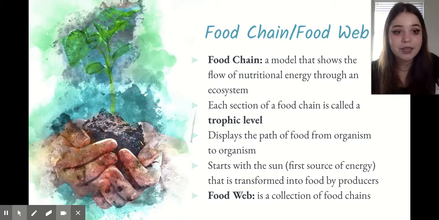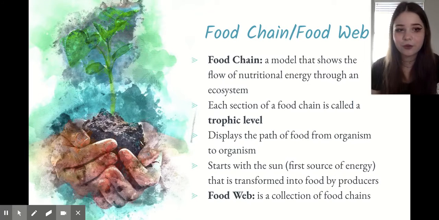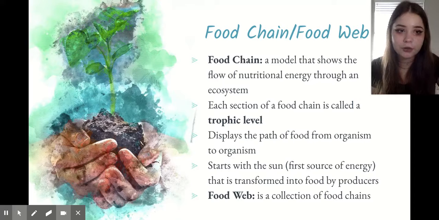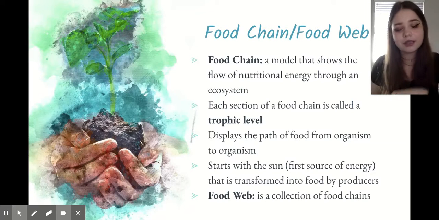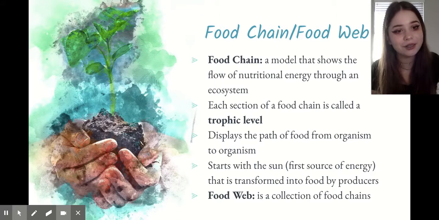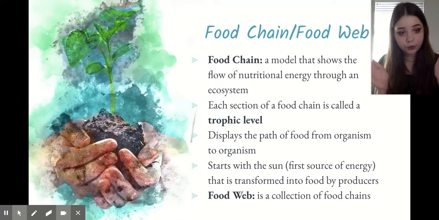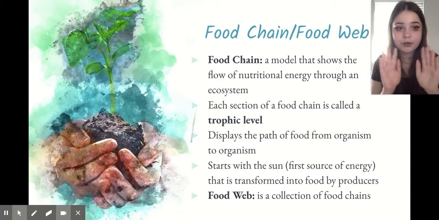But that's not the case for us. We are consumers, therefore, we must consume either other consumers or plants. And it's good to have a mix of both, right? And so we start with the sun, the first source of energy, and this is transferred into food by the producers, right? And then it goes onward. We're going to see a little example of this. And remember, a food web is a collection of food chains. It's like all the chains coming together into a little web, right?